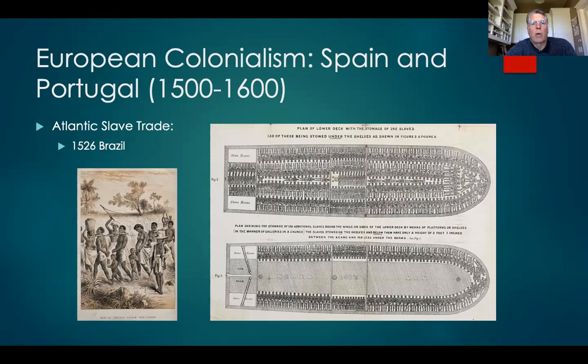The other image on the right is a typical image some of you might have seen. This is a cross section of an African slave ship, and the number of people and how they fit is just crazy. So take a look at that.